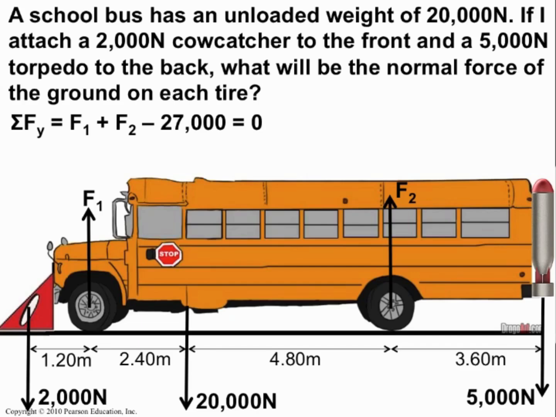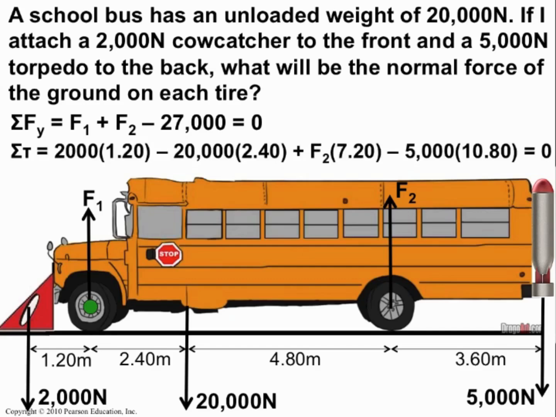So I'm going to put the torque equation here for you, and then I'll go through it step by step. Okay, so now for the torque equation. First, we're going to mark our axis of rotation. And notice that on the front tire of the bus, I'm now placing a green dot. And that green dot will be our chosen axis of rotation. All right, now the torque equation will look like this.